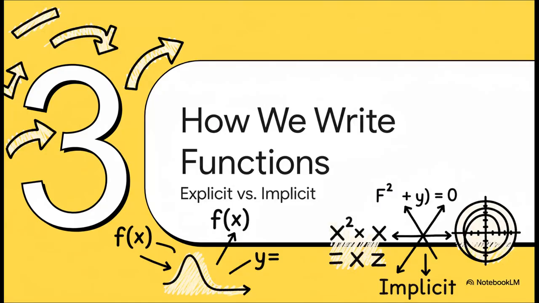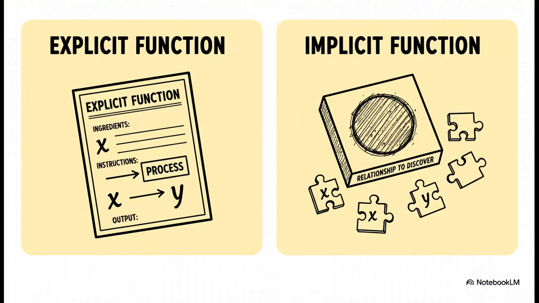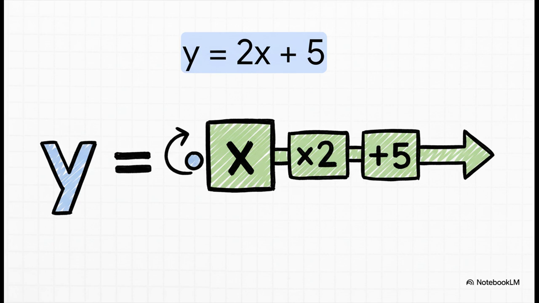All right, let's switch gears a little. We're going to move from what a function is made of to how we actually write its rule down. And that gives us our next two big categories, explicit and implicit. So an explicit function is basically a super clear recipe. It says y equals this exact set of instructions you perform on x. An implicit function? Well, it's more like a puzzle. The relationship between x and y is all mixed up together, and sometimes you have to do some work to figure it out.